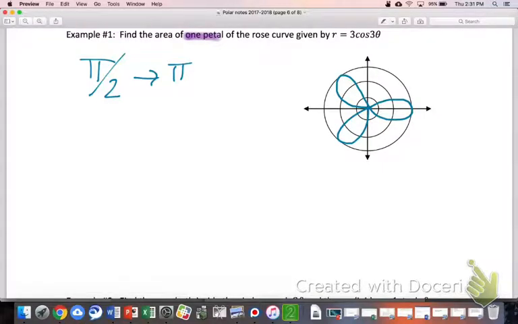Pi over 3 to 2 pi over 3. Well, that's a distance of pi over 3. Yep, that would work too, for sure. Pi over 3 to pi. Basically, as long as the domain between the angles is pi over 3, you know, 4 pi over 3 to 5 pi over 3, or you could do 29 pi over 3 to 30 pi over 3, or 23 pi over 3. Do you get what I'm saying? Do you see why there's an infinite number of ways you could do this?